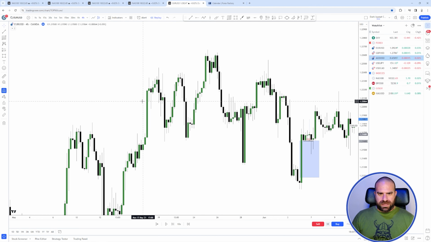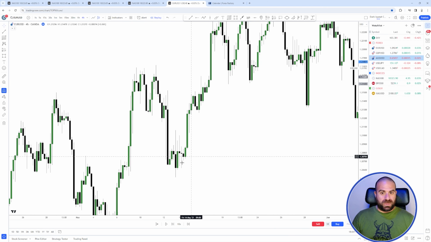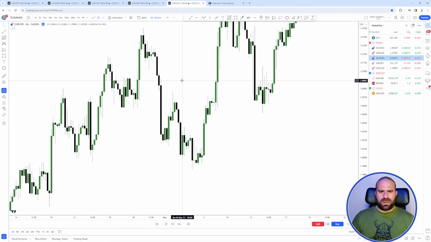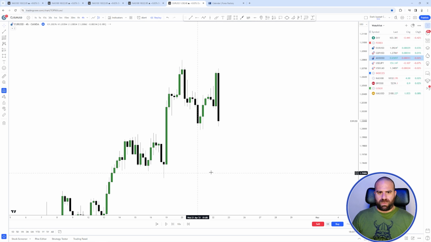This one, let's see, first manipulation, second manipulation, not a good one. You would be stopped at break even. Let's find some more beautiful examples right here. This is a very good example right here. I will tell you why.